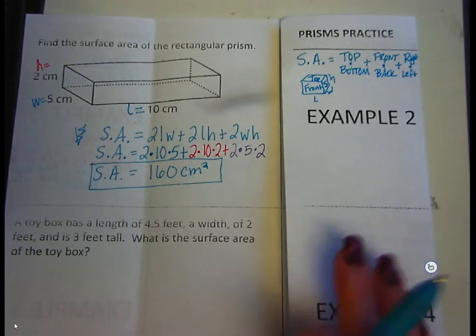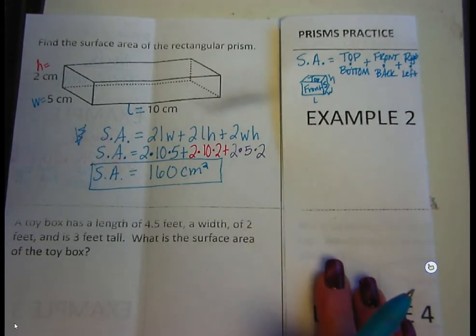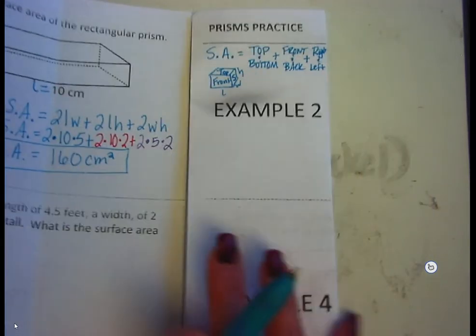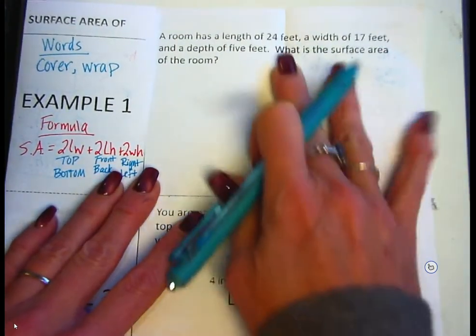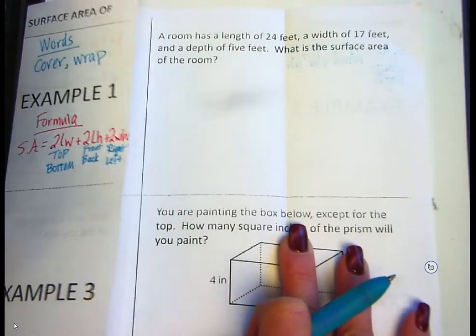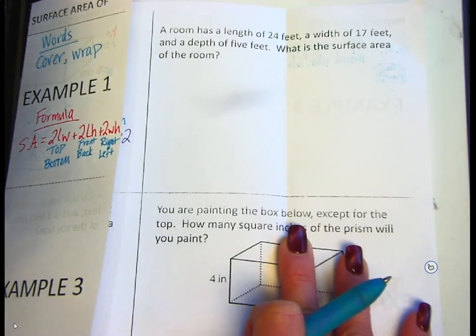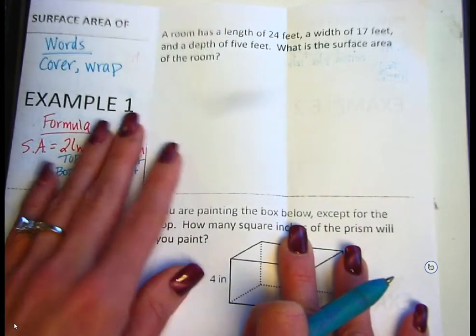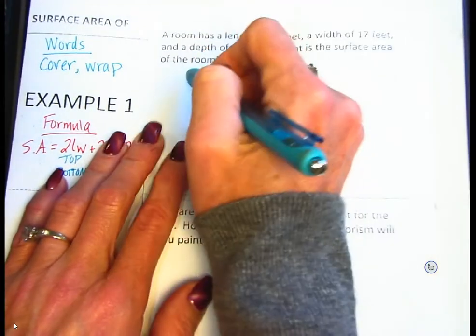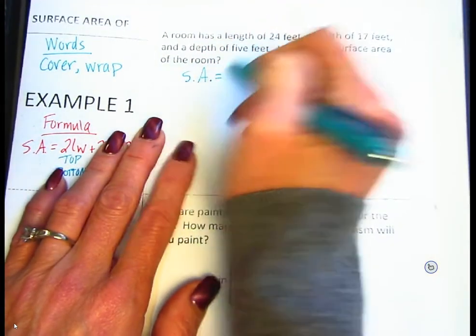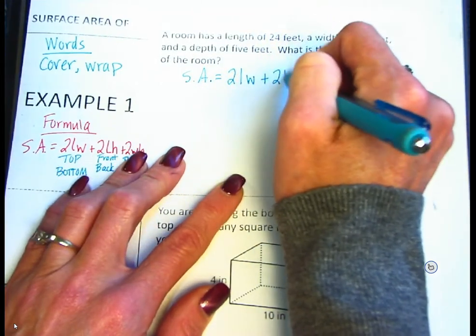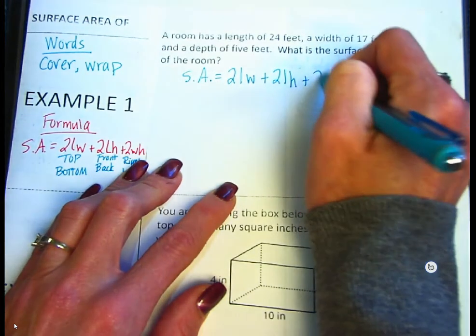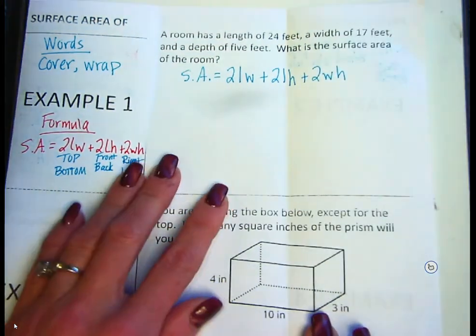All right, let's try example 2. So example 2, we're going to move on over here. I'm going to close this and got my formula in front of me. So example 2, instead of a picture, we have what? Words. So I'm going to write my formula again. Surface area equals 2 times length times width plus 2 times length times height plus 2 times width times height. Same formula.